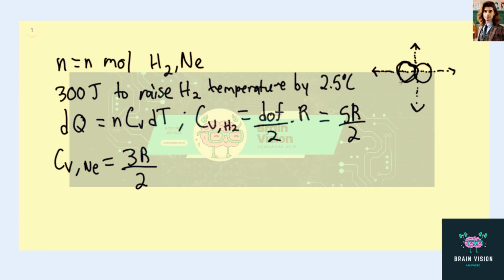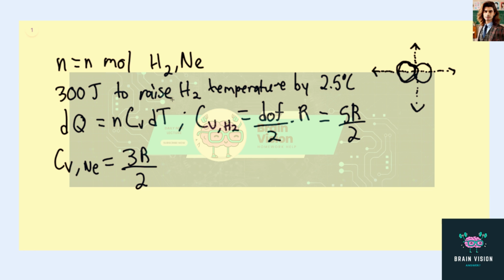In a very complex molecule, it would have 3 rotational degrees of freedom. But in a diatomic molecule, one of the degrees of freedom is knocked off. So we only have 5 total degrees of freedom for H2, and then 3 total degrees of freedom for neon.